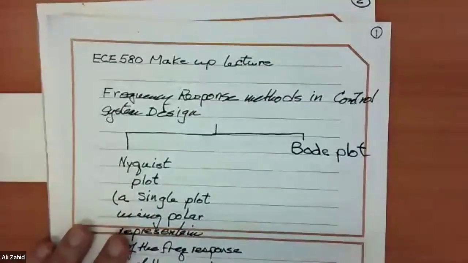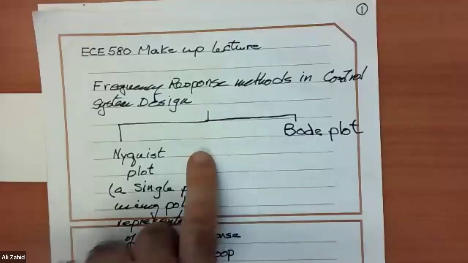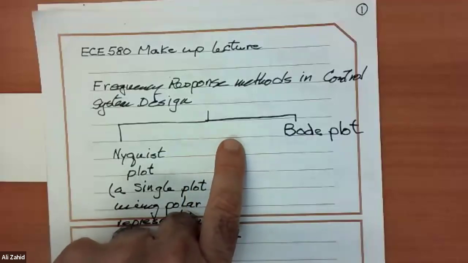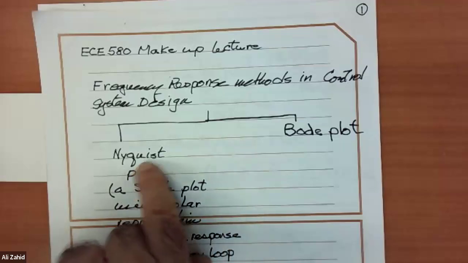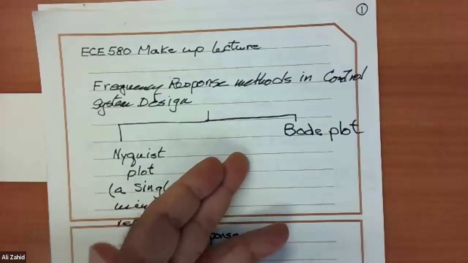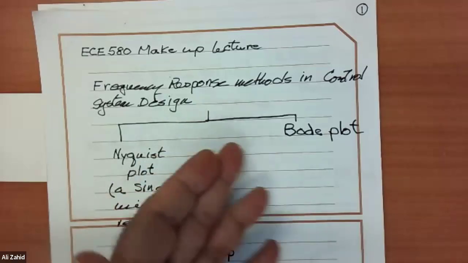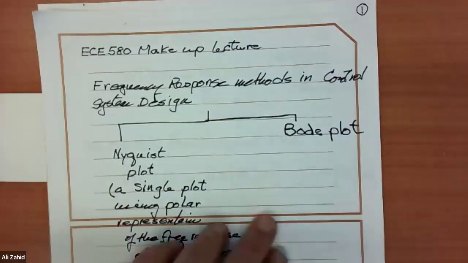Now, in the Bode plot, by the way, both of these scientists, Nyquist and Bode, were American scientists. Clear? We are talking about the 30s or 40s. So a long time ago, before you were born. Clear?